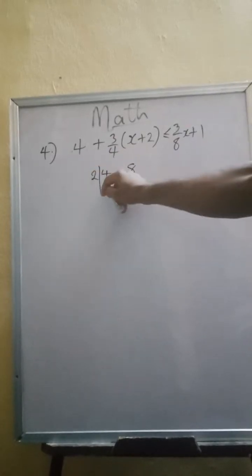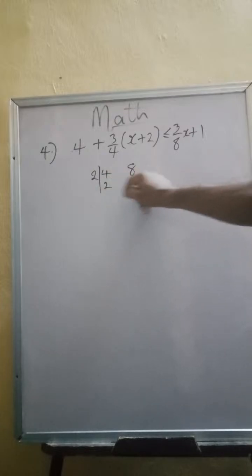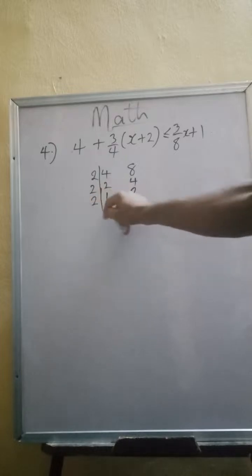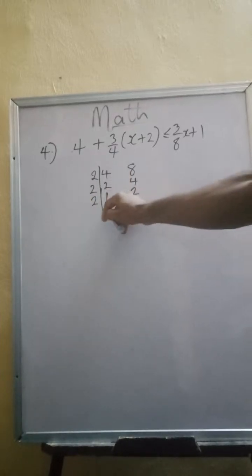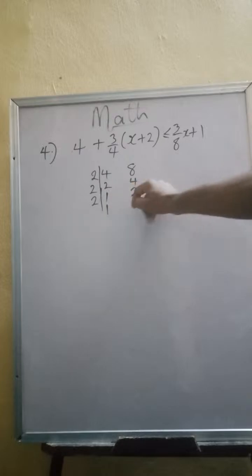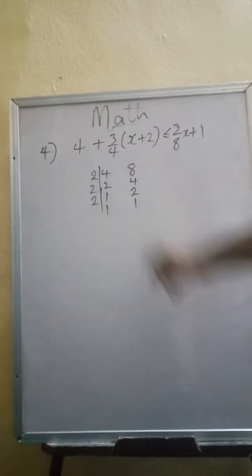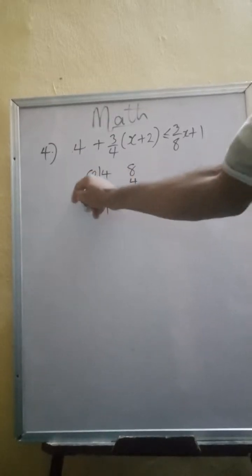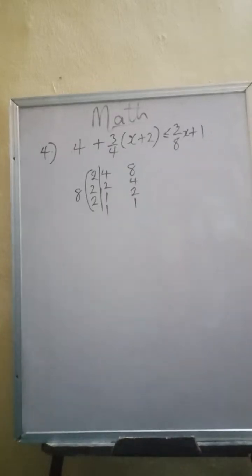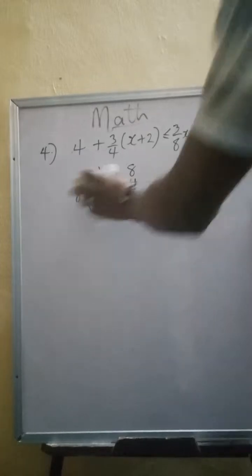2 goes into 4 and 8 to give you 2 and 4. 2 goes here to give you 1 and here 2. And 2 goes again. Well, since you've gotten to its junction, 2 still comes here to give you 1. And so multiply all of this and that gives you 8. So you see that the LCM of the denominators is 8.